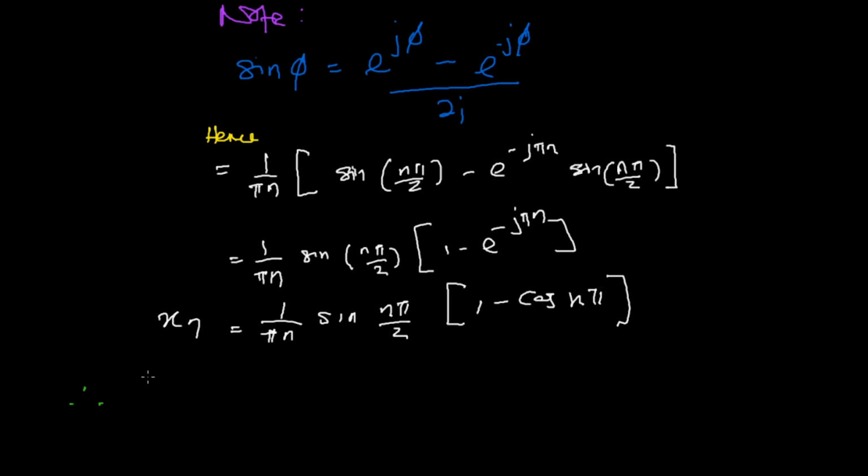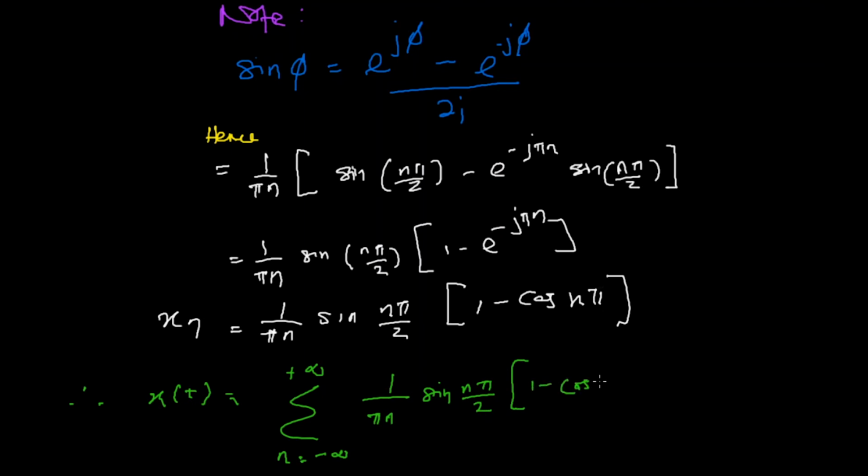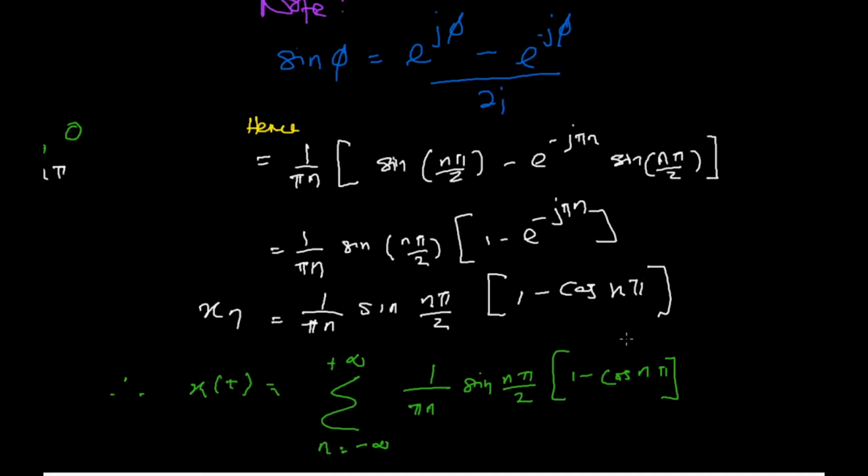And the Fourier series expansion for x of t: you're going to get the sum from negative infinity to positive infinity. I can write it like this because this is your xn, just copy. 1 minus cos n pi. So we're going to get something.